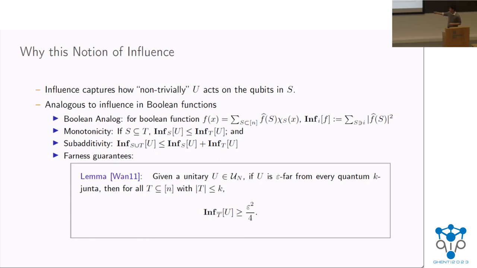Monotonicity is a property that we'll need in the proof, in addition to subadditivity. And there's also this really interesting property that was proved by Wang in 2011. Essentially, it's a very analogous result to what you have in the Boolean case, where the complement of every set of k qubits will have some non-negligible amount of influence.